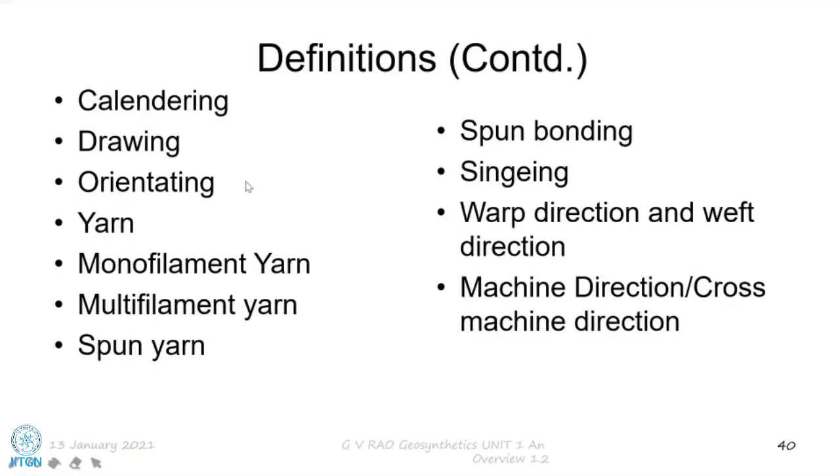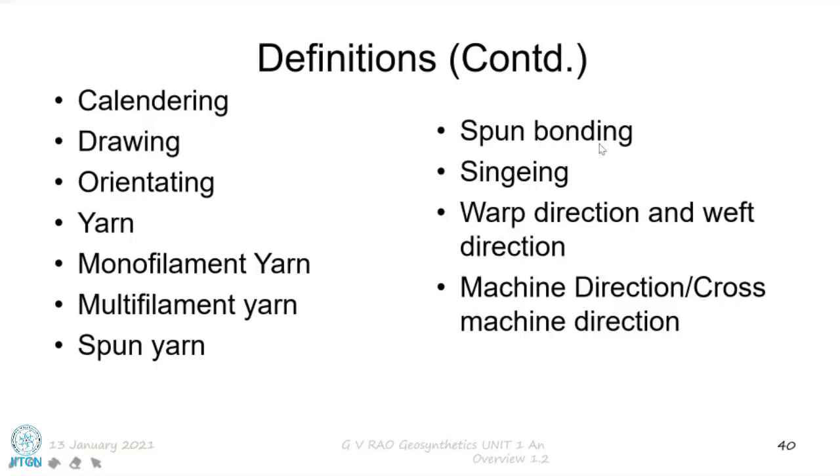Orientating is also a word used. Yarn we said, and then monofilament, multifilament, spun yarn. So when you compare a multifilament yarn to a spun yarn, which one do you think is going to be better? This is made of multiple filaments put together, so obviously this is going to be a better form of yarn than a spun yarn, which is made of small pieces. But the process could be different anyway. The properties are different and could vary depending upon the actual manufacturing details.